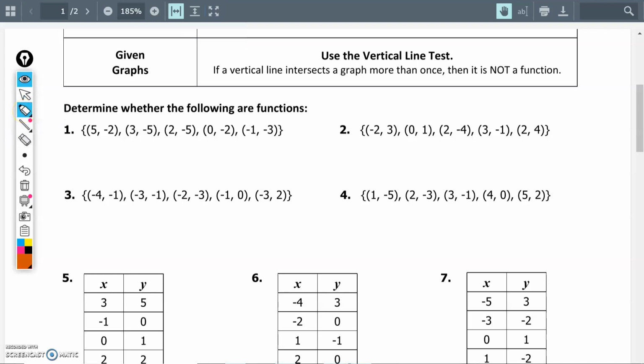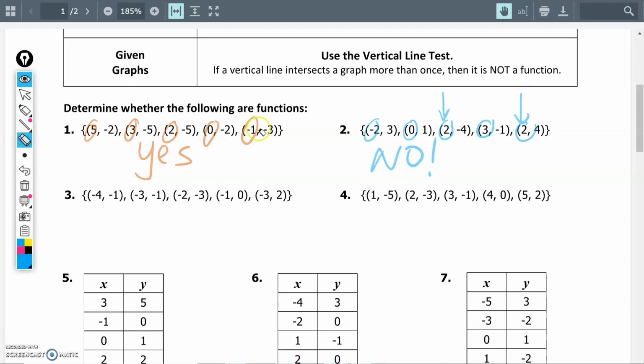So let's look at number 1. Here's all the x values. Is there a number repeated? Nothing's repeated. So yes, this is a function. Number 2, is there any number that's repeated? Yes, here. So no, this is not a function.